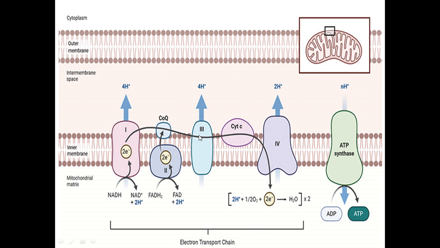Complex 3 receives electrons from coenzyme Q and gives them to cytochrome C. So complex 3 is termed coenzyme Q cytochrome C oxidoreductase. Then complex 4 is called cytochrome C oxidase, simply because it takes electrons from cytochrome C and oxidizes it.